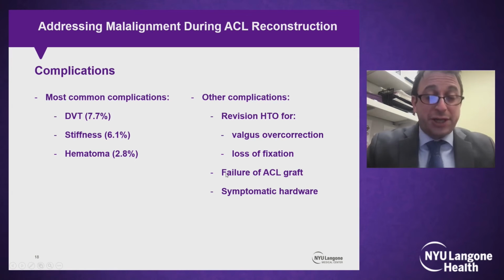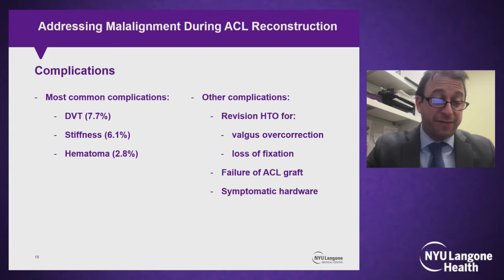It is a big operation, like we said, with many steps, and it's not something that's without complications. The most common complications reported in the literature for combining an osteotomy with an ACL reconstruction are DVTs, postoperative stiffness, and hematoma. Other complications you need to discuss with your patients include the need for revision HTO if you've made an error in your estimation and done a valgus overcorrection, or any loss of fixation with your ACL graft.